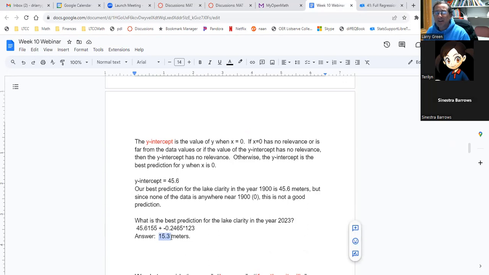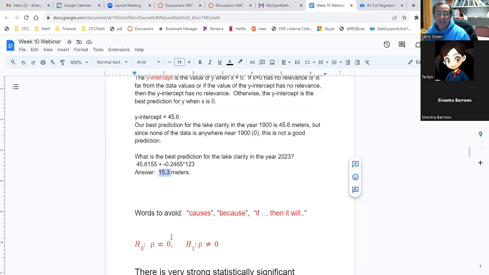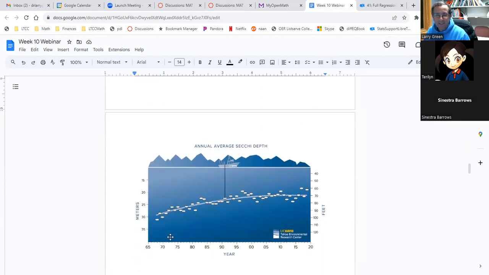Do you think that's light clarity now, even though that was our best prediction? Okay, the answer is no. And that's because they changed things and they did conservation. Okay. And in fact, I think I have a picture. Here's the newer picture.